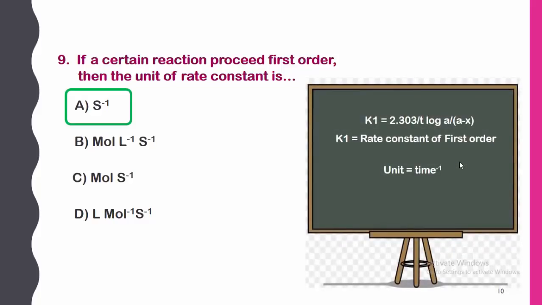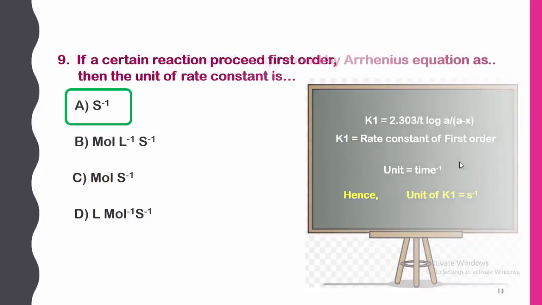How? Very simple. The rate constant of first order, K1, is equal to 2.303 upon T into log A upon A minus X. Here A is the initial concentration, and A minus X is the concentration at time T. The concentration terms cancel out. Only 2.303, a constant value, and the time remain. So the unit is per time. Time can be expressed in seconds, so the unit of K1, the first order rate constant, is per second.